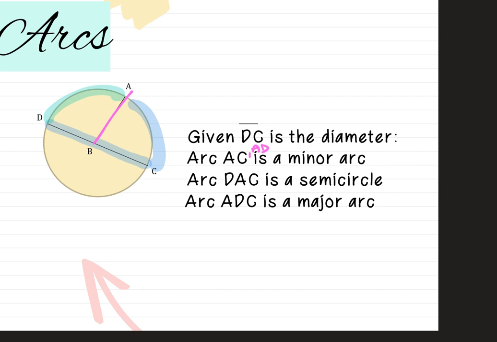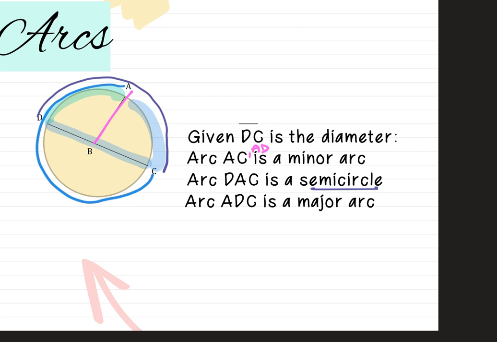Who made these notes? They made a mistake. Where? That arc AC and AD. Oh, well, it's just an example of one. It's not necessarily a mistake. Arc DAC, going all the way around halfway, would be your semicircle. And then arc ADC, and it has to go in that order, from A to D to C, would be a major arc because it's bigger than half.